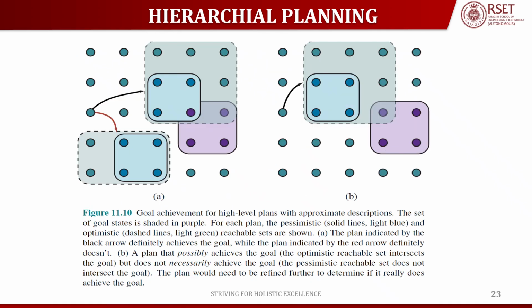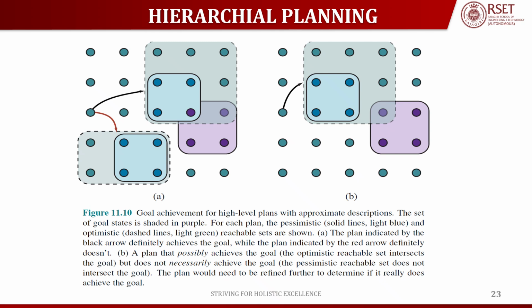Now, this diagram clearly explains goal achievement for high-level plans with approximate descriptions. Each dot represents a possible state, and the purple box represents the goal region, as we saw in the previous image. The shaded areas show sets of states that can be reached using different plans.